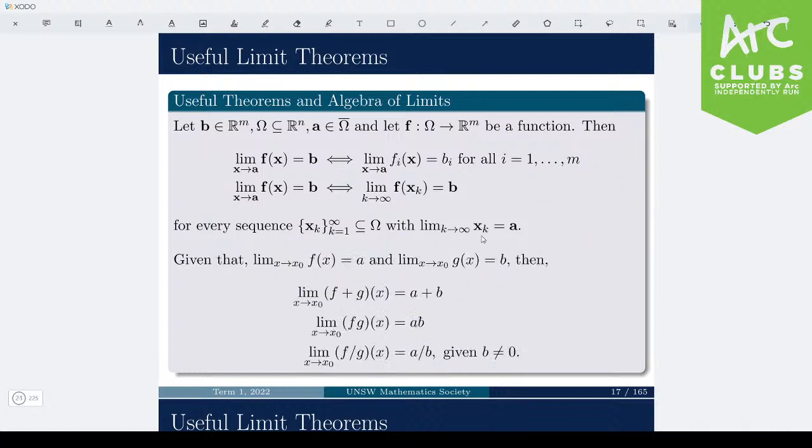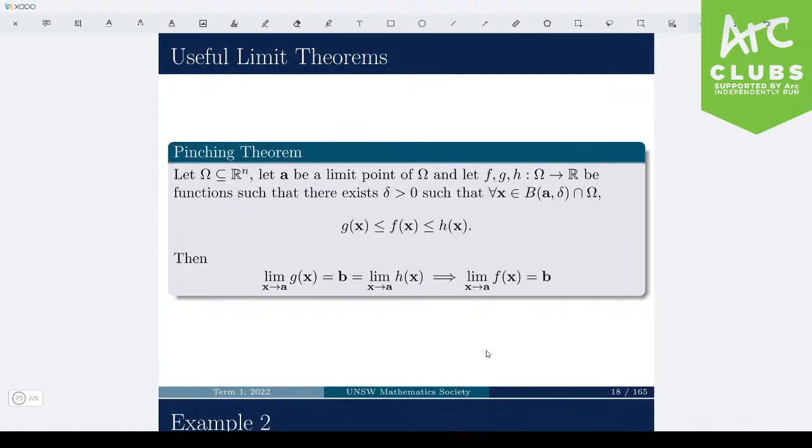And these are just algebra of limits. The sum of limits is just a plus b if the limit of f(x) equals a and the limit of g(x) equals b. The product of limits is just ab, and the division of limits is just a over b, given that b is not equal to 0.